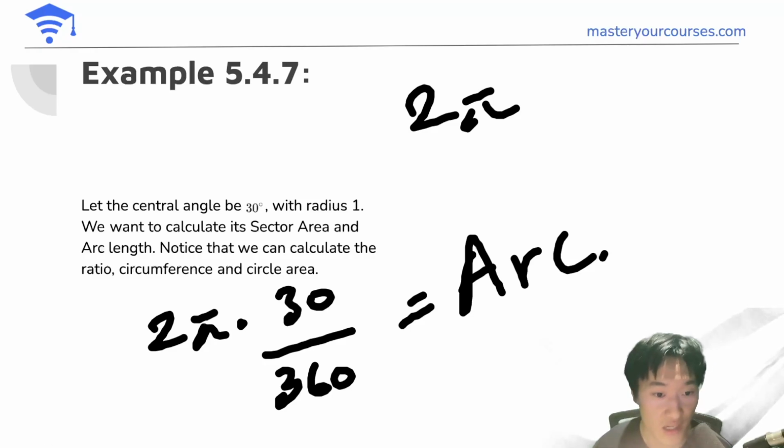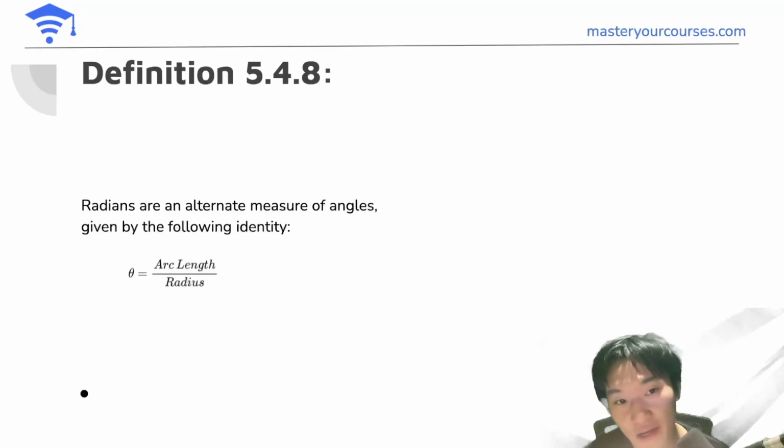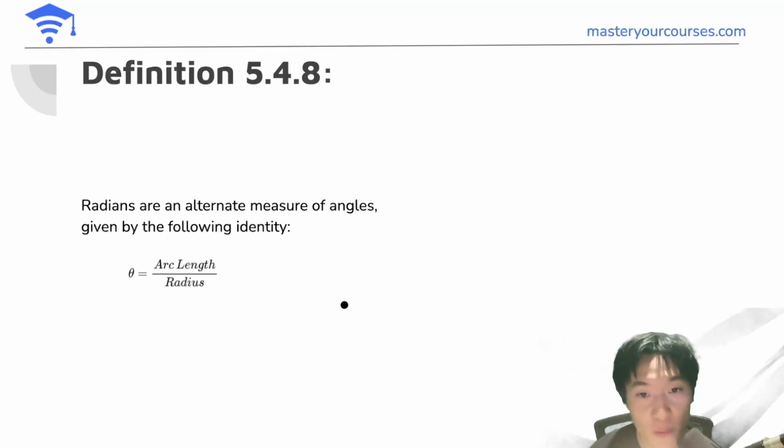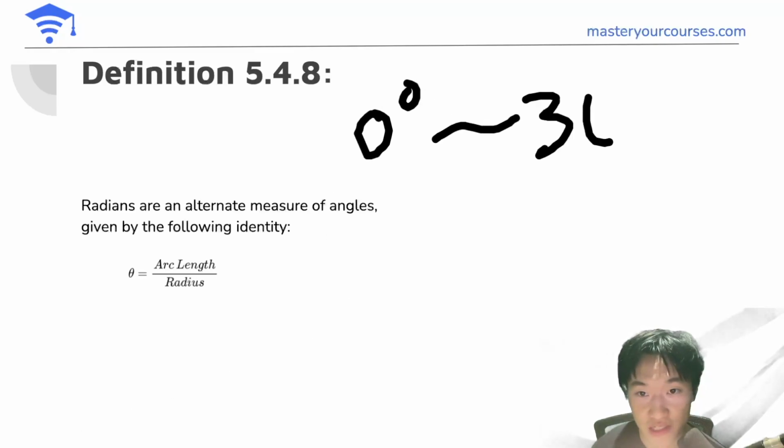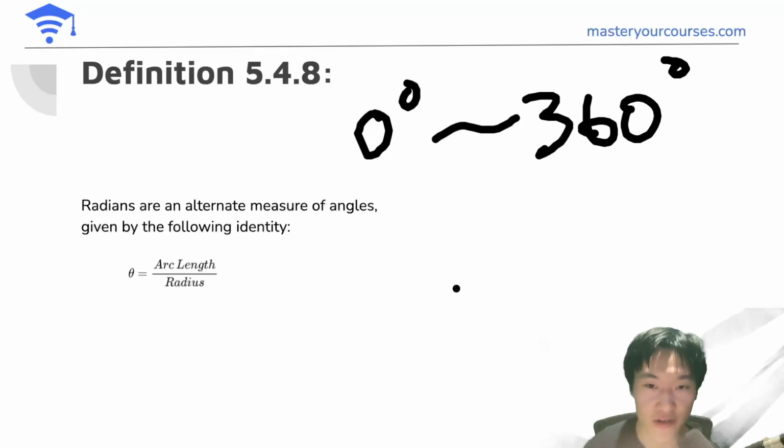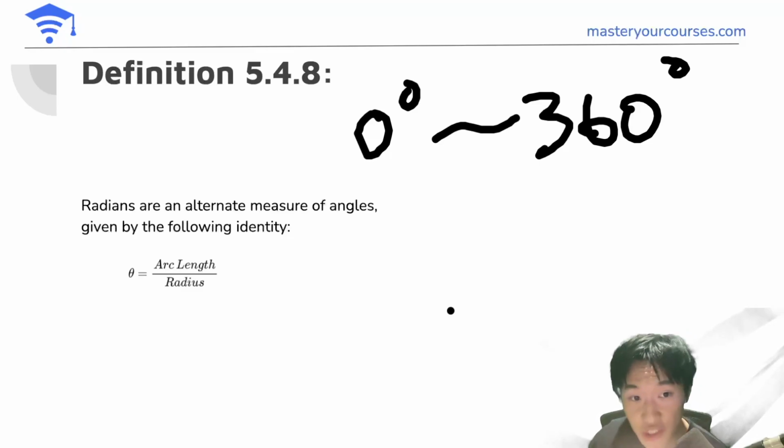We have an alternate measure of angles. Before, we used degrees, going from 0 degrees all the way up to 360 degrees, which is the full circle. But it's kind of poorly motivated. What does 360 even mean? Where did that number come from? Well, we have another measure of angles, which is called radians. And a radian is a ratio, which is arc length over the radius.